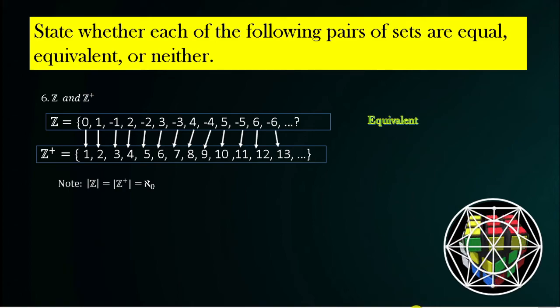Equivalent din po ba, sir, kasi infinite din sila? Yes, tama. So, equivalent pa rin. That's correct. Kahit actually, ang set natin dito ay multiples of 100. So, it becomes 100, 200, 300. It doesn't really matter. We can still establish a one-to-one correspondence between the elements of the two sets. And that cardinality is represented still by this one.